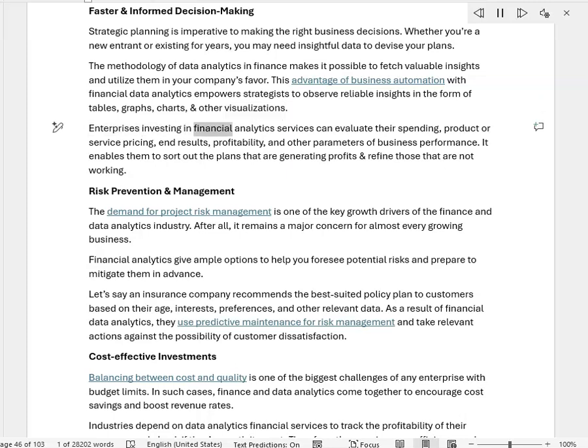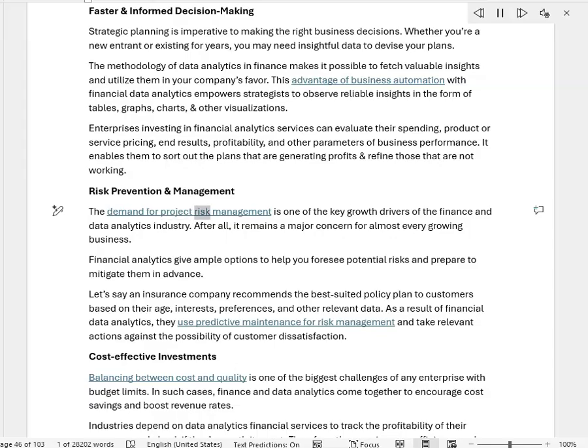Enterprises investing in financial analytics services can evaluate their spending, product or service pricing, end results, profitability, and other parameters of business performance. It enables them to sort out the plans that are generating profits and refine those that are not working.